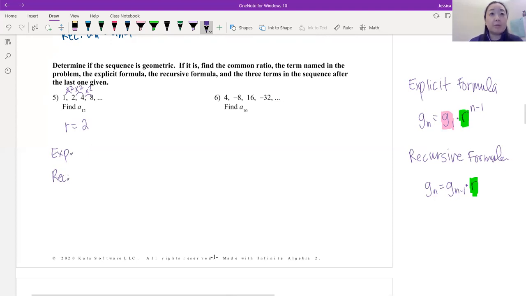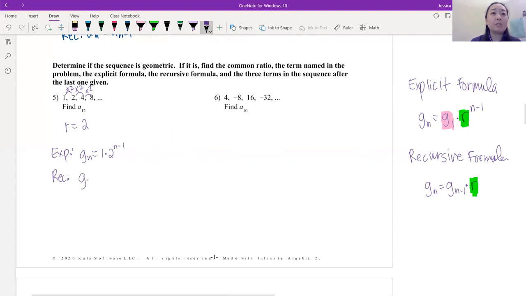Here we go. So explicit for us is G sub n is equal to, what is it equal to? That first term, which is right here, 1, times R to the n minus 1. So we know our R is 2, so it's 2 to the n minus 1 power. Please make those small. Don't make them big. Don't be like, oh, to the n minus, no, bad. That's 2^(n-1), not 2n minus 1. Different.